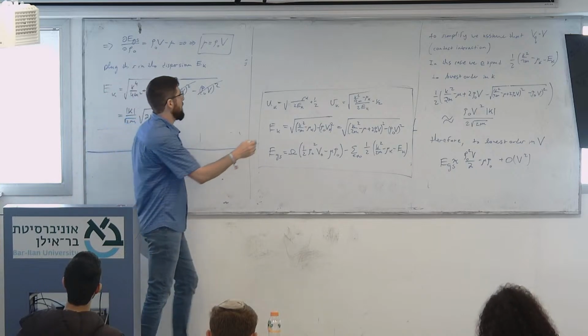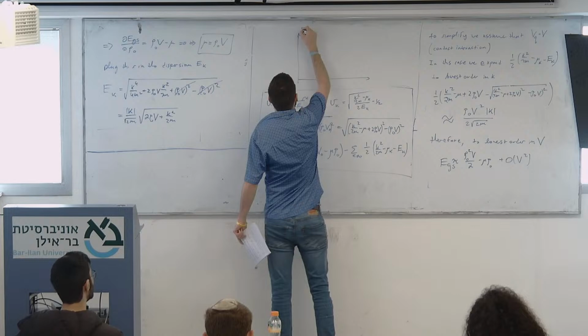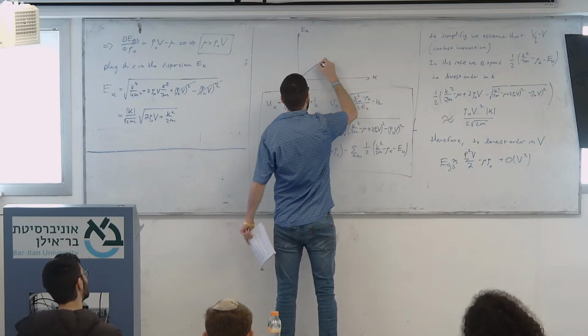Okay, so what we found is that the dispersion of these quasi-particles, e_k, as a function of k, looks something like this.